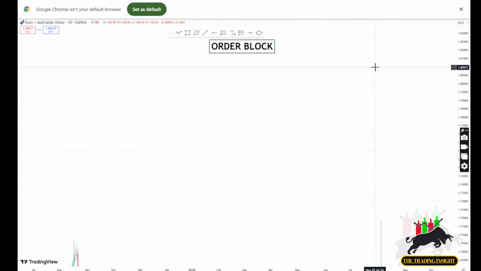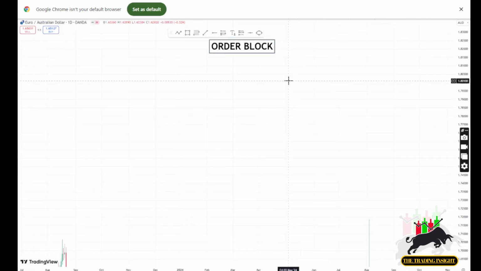Then, what is an order block? You can say an order block is a key concept tied to the activities of institutional traders such as banks or legal financial institutions. Or to put it in a layman's or beginner's understanding, an order block is like a secret area on a forex chart where the big players, like the institutional traders and the banks, make their moves.